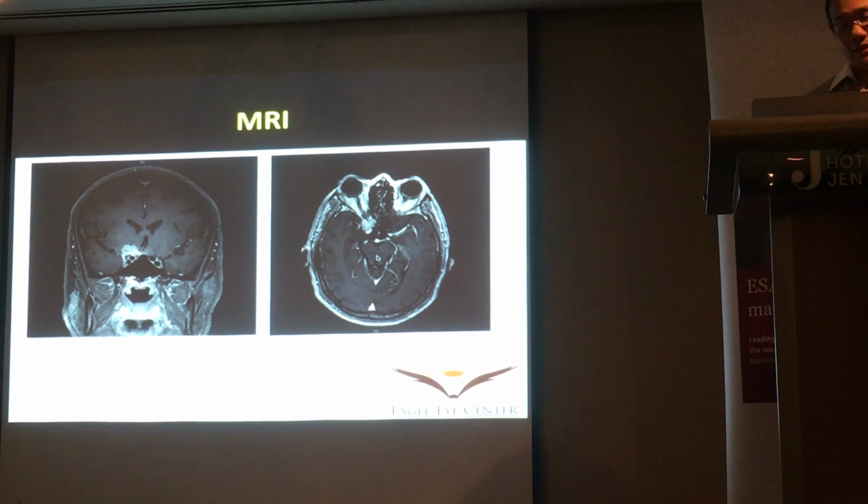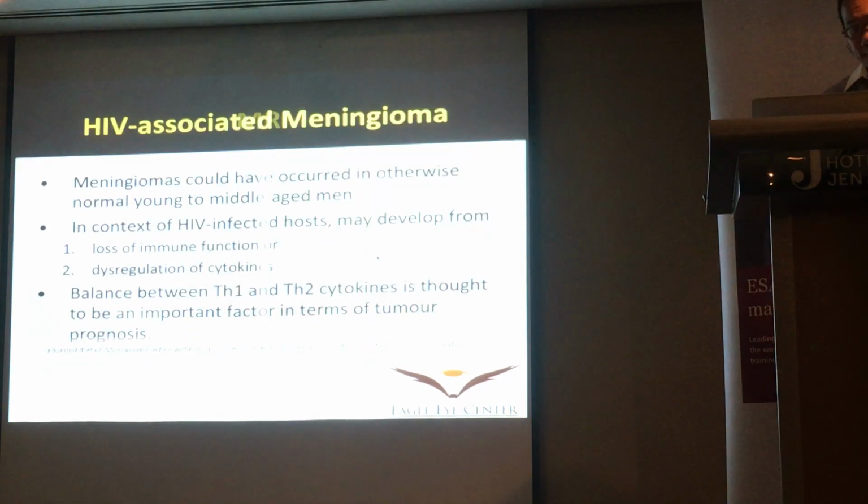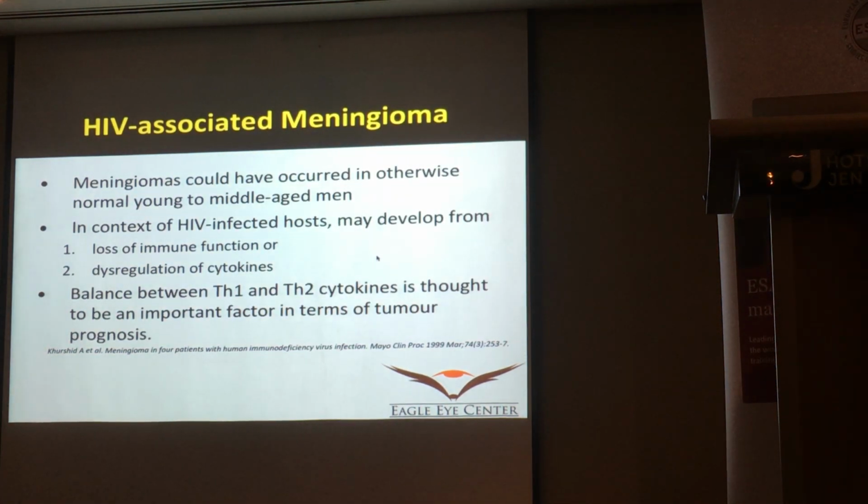This is a meningioma. HIV-associated meningiomas can of course occur in otherwise normal, young, healthy, middle-aged men. But in the context of an HIV patient, it may actually develop from a loss of immune function or a dysregulation of the cytokines. A balance of the Th1 and Th2 cytokines is thought to be the main factor for prognosis.